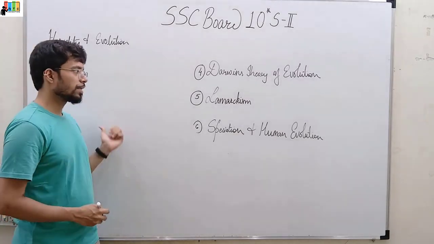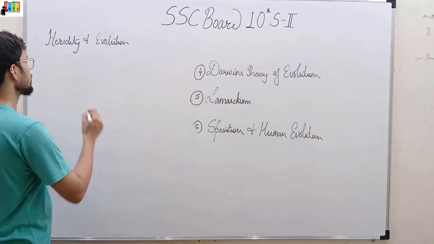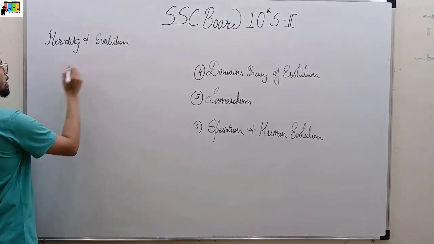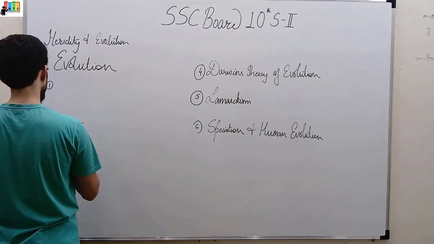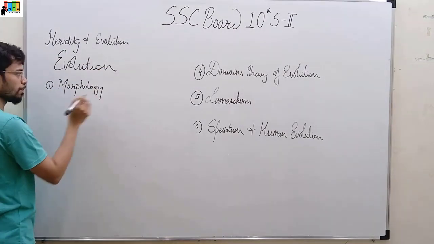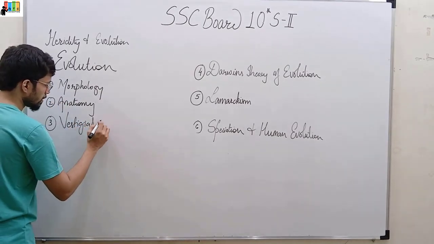So continuing the previous point of evolution and then coming to Darwin's theory of evolution. Evolution again can be classified into 5 types. The first one is morphological, morphology, then you have anatomy, then we have this concept of vestigial organs.